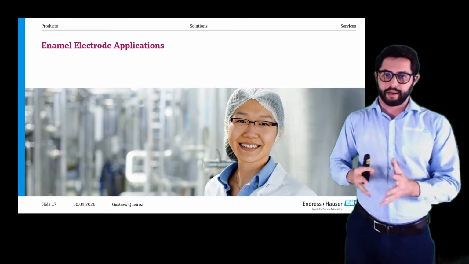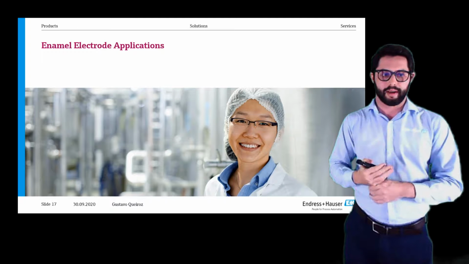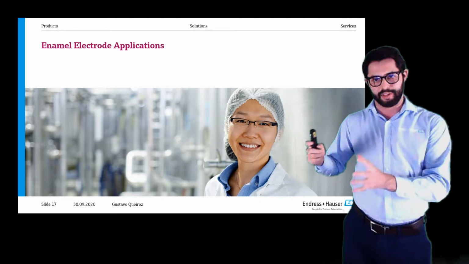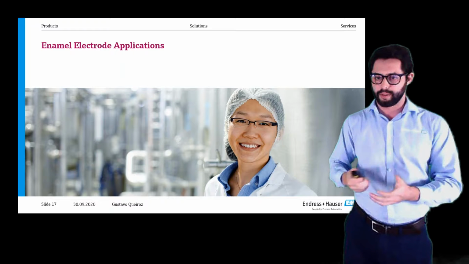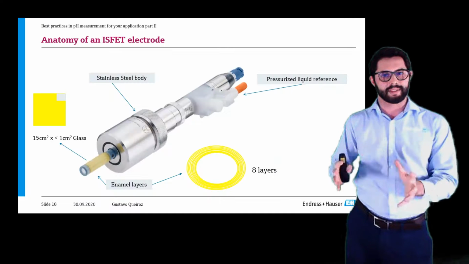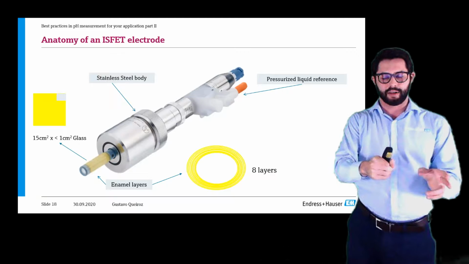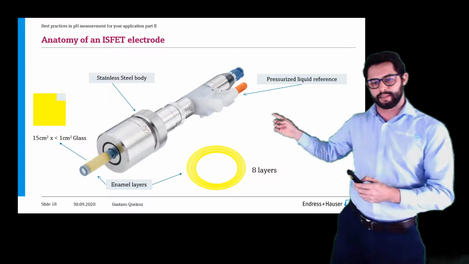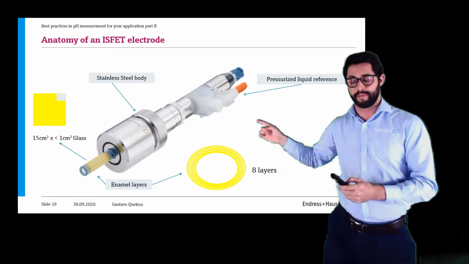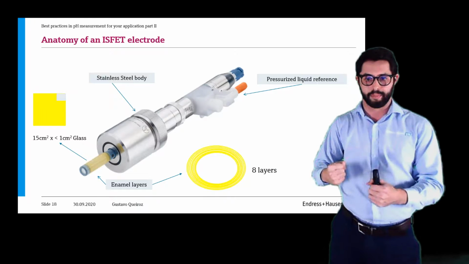The third technology we have for pH applications in hygienic environments is the enamel electrode. Here we have a couple of differences if you compare this kind of electrode with the ESFET and the glass electrode. The first one we can see is that the sensor body is made of stainless steel, so the sensor is really, really robust.